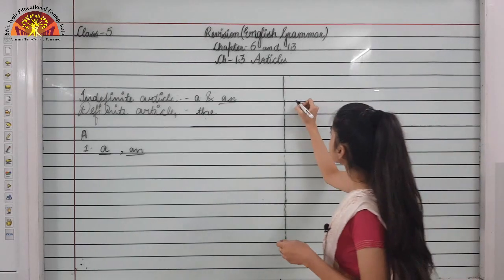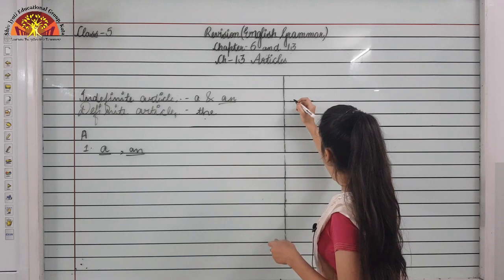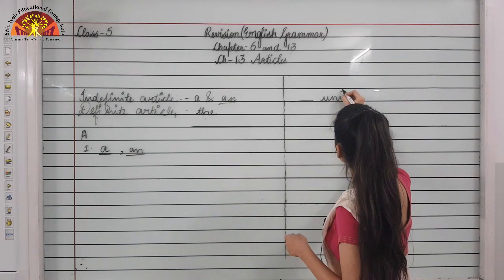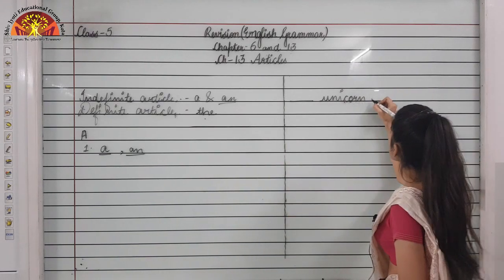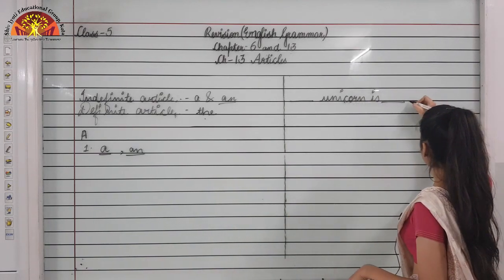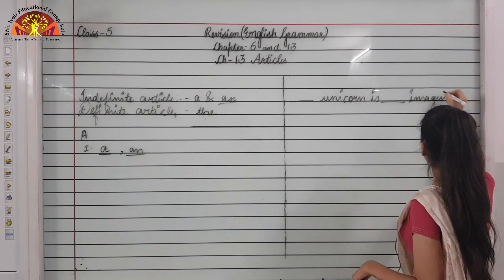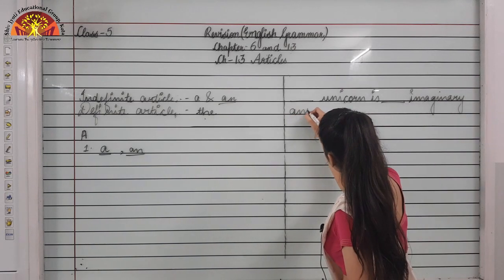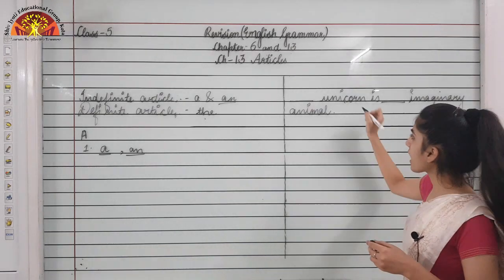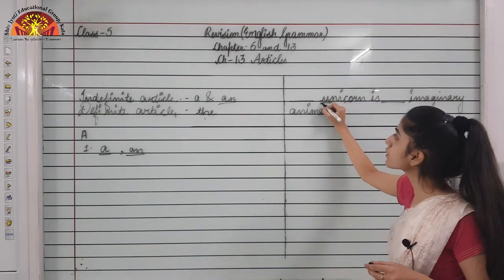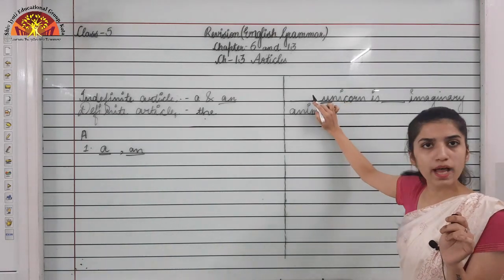Now let's see one more example, because here we refer to the sound. Okay, I am giving you an example which is already given in your book. Dash unicorn is dash imaginary animal. Okay, so here you can see it's starting with U, which is what? A vowel. So according to that we need to put an in the blank, right?